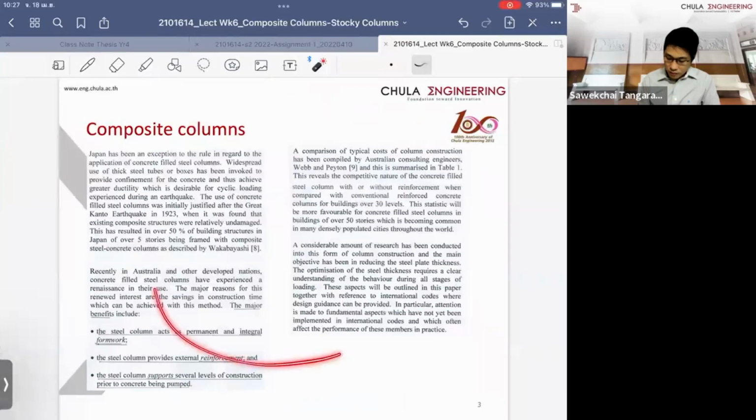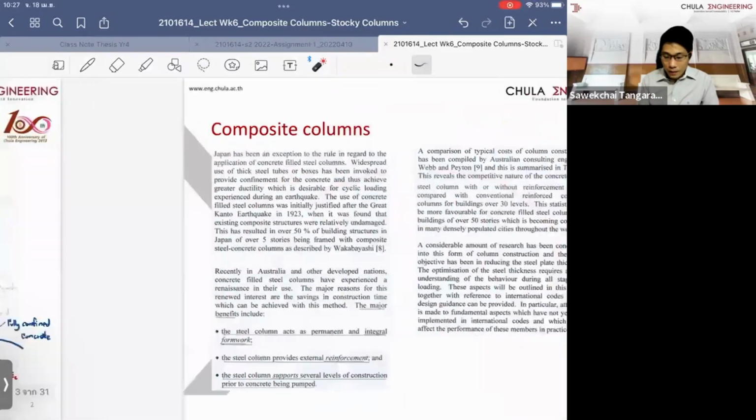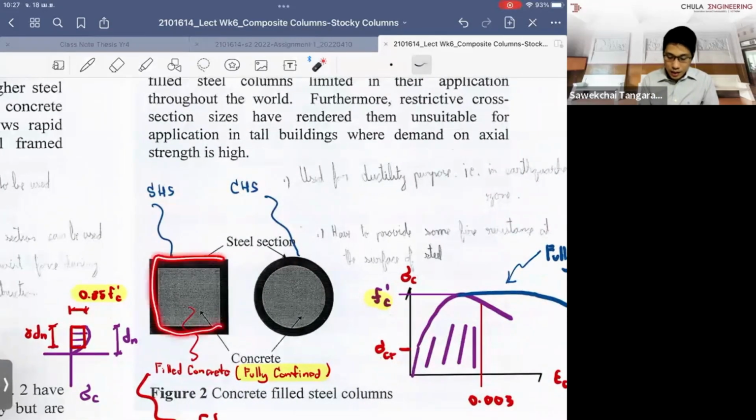Okay, this is some of the application where they have used the composite column in the design, and it's very good because it can provide good ductility. One of the most popular ones that people use in design is the infill. The infill has been used nowadays for residential buildings as well. But when the engineer designs the infill, they don't talk about the composite action. They just treat it as a steel section or steel design, and they don't take into account the concrete capacity.